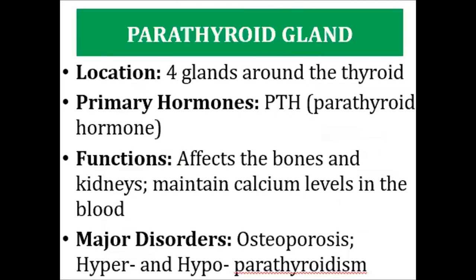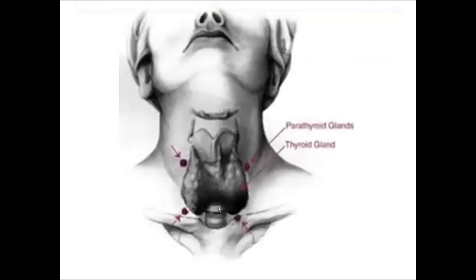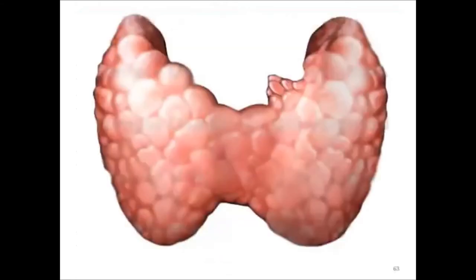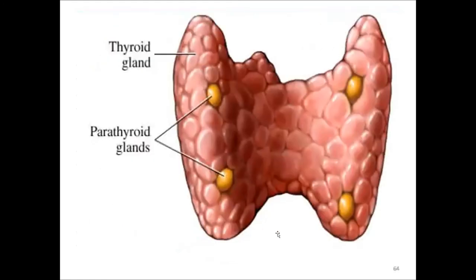Parathyroid glands, location: four glands around the thyroid. Primary hormone: parathyroid hormone. Function: effect on the bones and kidneys, maintain calcium level in the blood. Major disorders: osteoporosis, hyperparathyroidism and hypoparathyroidism. Here, parathyroid glands located near the thyroid gland; on the anterior surface you cannot see them, but we can see them on the posterior surface.